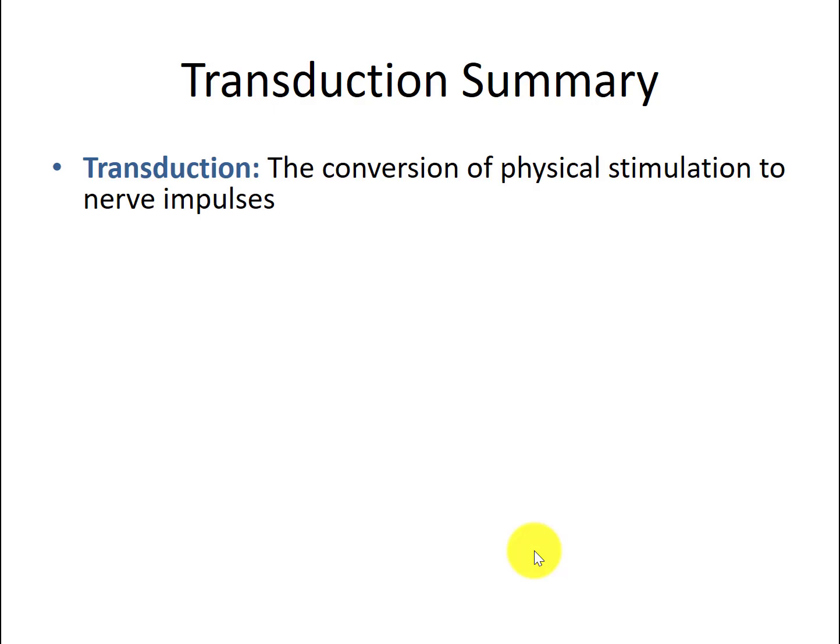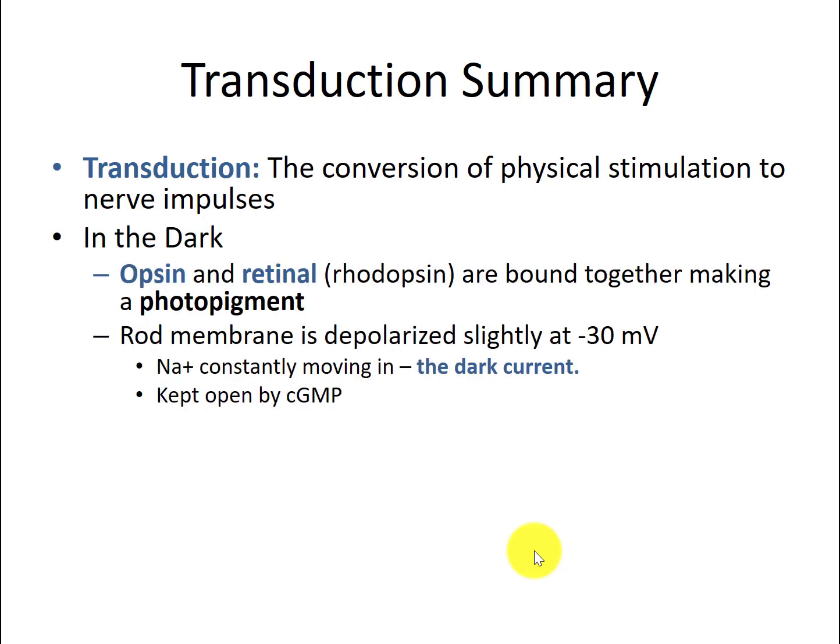So let's summarize this. I think it's a hard concept. Transduction is the conversion of a physical stimulus to a nerve impulse, or a change in nerve impulse. Transduction takes place in all sorts of sensory systems, but we're talking about vision here. In the dark, opsin and retinol are bound together, making a photopigment, the photopigment rhodopsin. The rod membrane is depolarized slightly because sodium is constantly coming in, the dark current. This sodium channel is kept open by cyclic GMP in the dark.